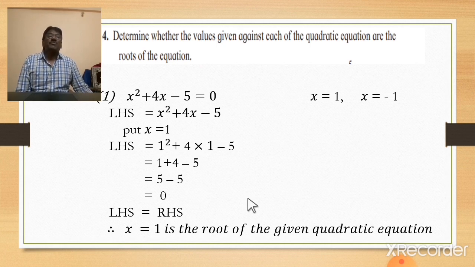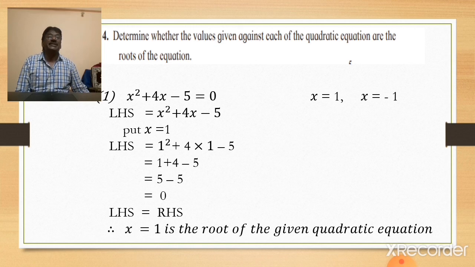Let us start from the fourth example. The given problem is to determine whether the value given against each quadratic equation is a root of the equation. x square plus 4x minus 5 is equal to 0. This is the first problem of the fourth example, and the values of variable x are given to be x equal to 1 and x equal to minus 1 respectively. Now we will see how to solve these types of examples.